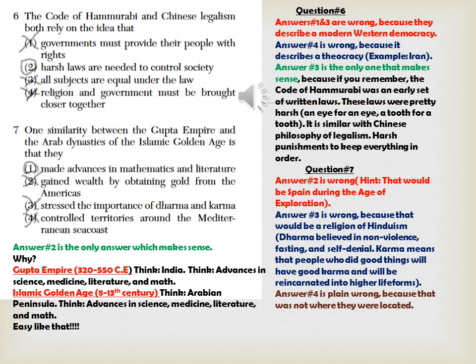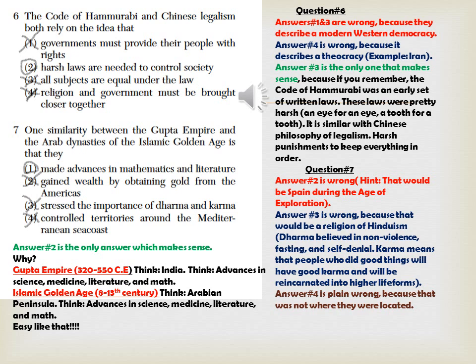Question number 7. One similarity between the Gupta Empire and Arab dynasties of the Islamic Golden Age is that they, 1, made advances in mathematics and literature. Is it 2, gained wealth by obtaining gold from the Americas? Is it 3, stressed the importance of dharma and karma? Or is it 4, controlled territories around the Mediterranean Sea coast?